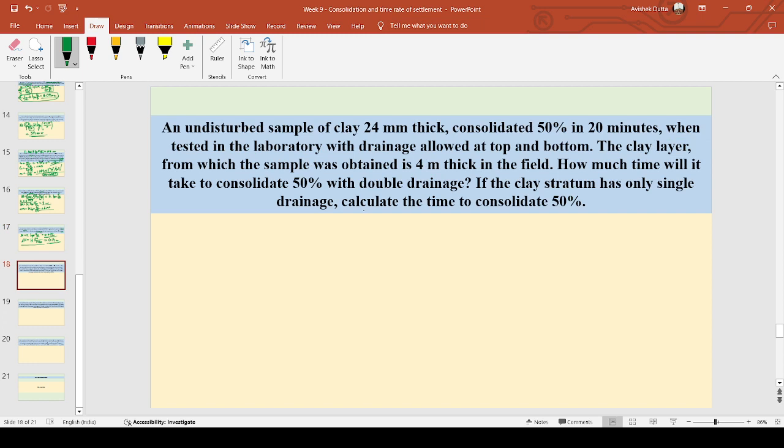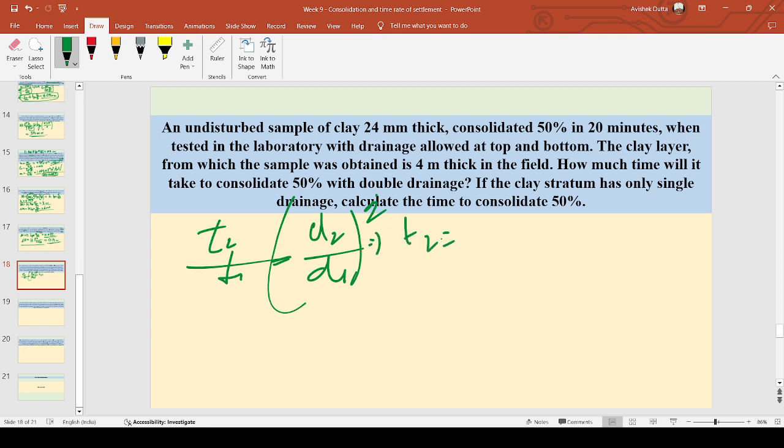So in this case, again, undisturbed soil sample, double drainage, and then single drainage. Now for the same degree of consolidation, the time factor will be same. Again, I'll be doing the sum in the same case. T2 by T1 will be equal to D2 by D1, everything whole square. So T2 will be equal to T1 into D2 by D1 squared.